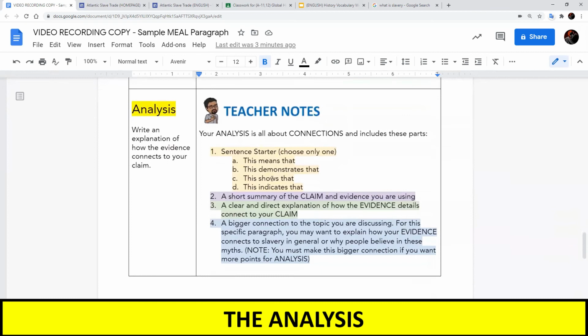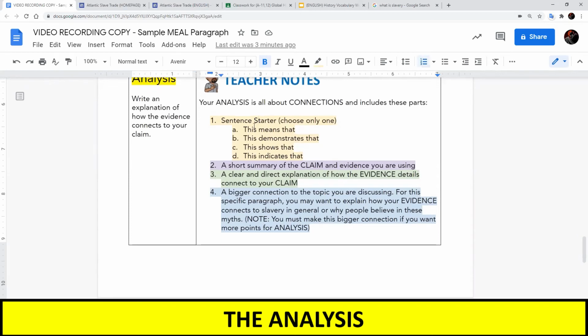So let's go back down here. Yeah, so your analysis should have these different parts, to make sure that you have everything included. All right. So analysis also has a sentence starter. So here are some choices you have. You can choose this means that, this demonstrates that, this shows that, and this indicates that. So you're choosing only one of these.